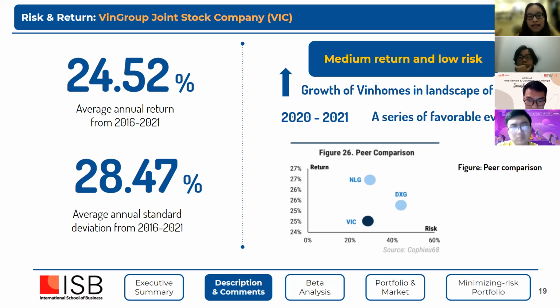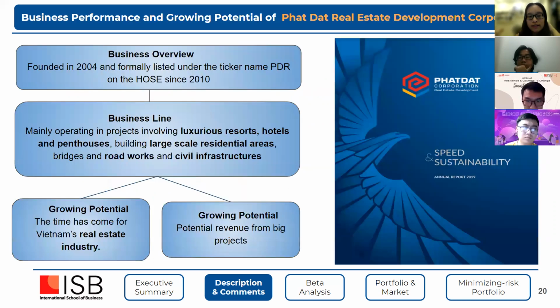Also in the real estate industry, Real Estate Development Corporation started its journey in 2004, and 6 years later, it first appeared on the Ho Chi Minh Stock Exchange under the ticker PDR, mainly operating in projects in the luxury resort, large-scale residential area, and civil infrastructure. PDR is showing high competency.